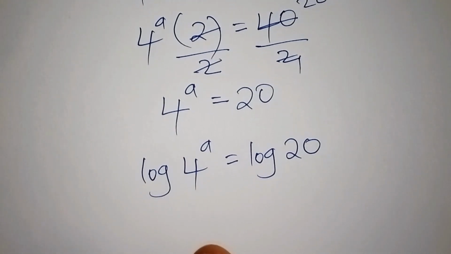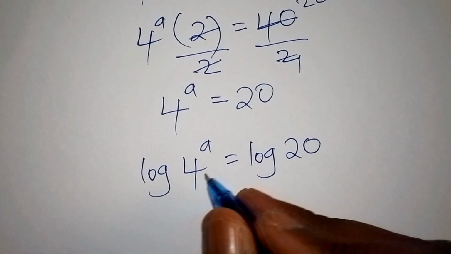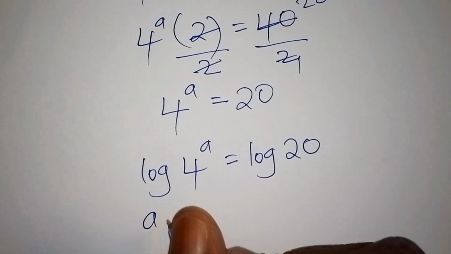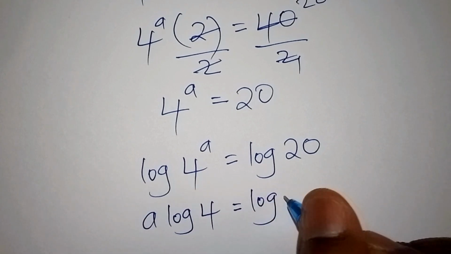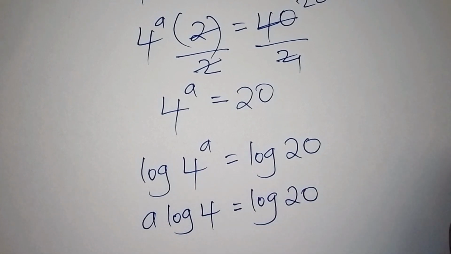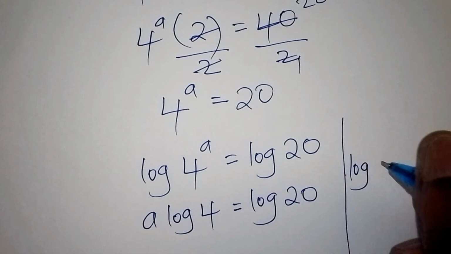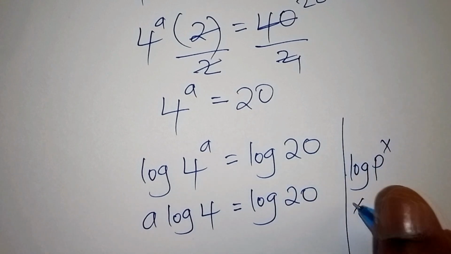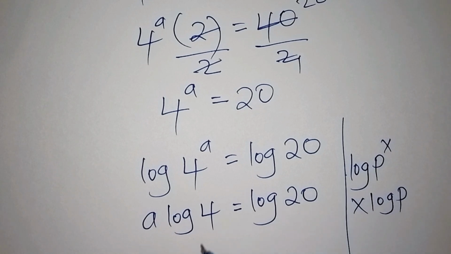The log of 4 to the power of a can be rewritten as a log 4, which is equals to the log of 20. Similarly, when we have something like the log of p to the power of x, we write it as x times the log of p. That is the same way we have rewritten this maths problem.